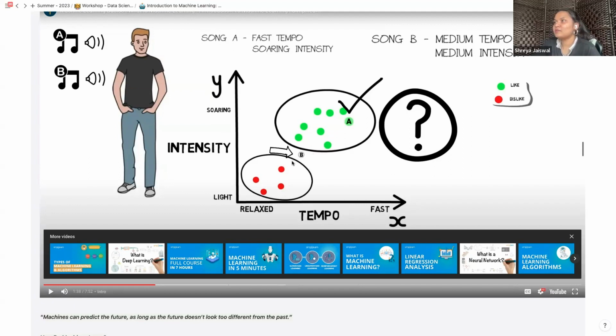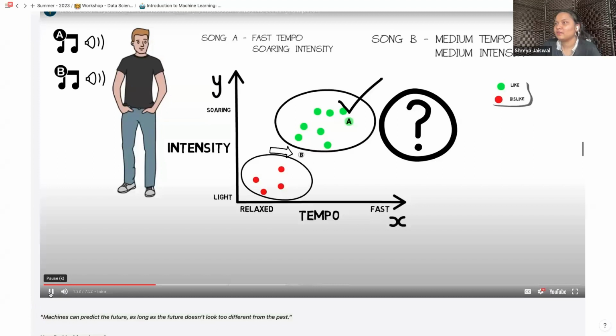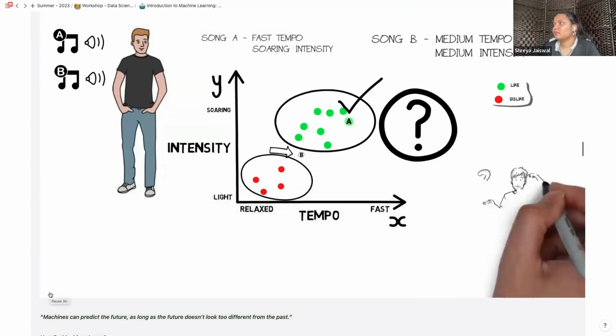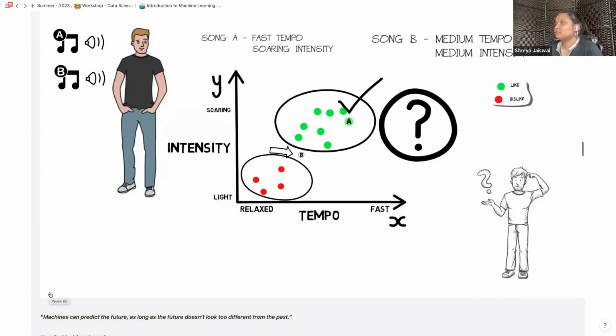So we spoke about one kind of song which he could like. Now let's see what happens if there is a song which is neither relaxed nor fast. What happens to that song? Does Paul like it or not? Let's just have a look at it. Neither relaxed nor fast, neither light nor soaring. Now can you guess whether Paul likes it or not? Not able to guess whether Paul will like it or dislike it? Are the choices unclear? Correct.